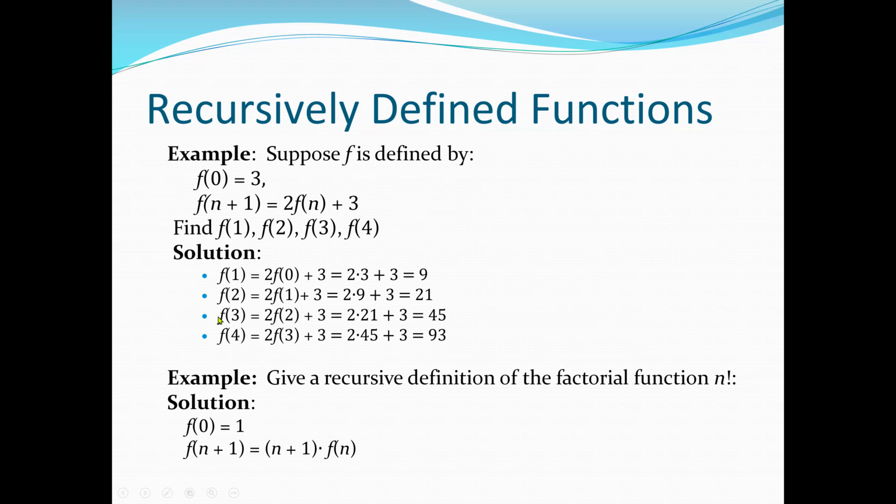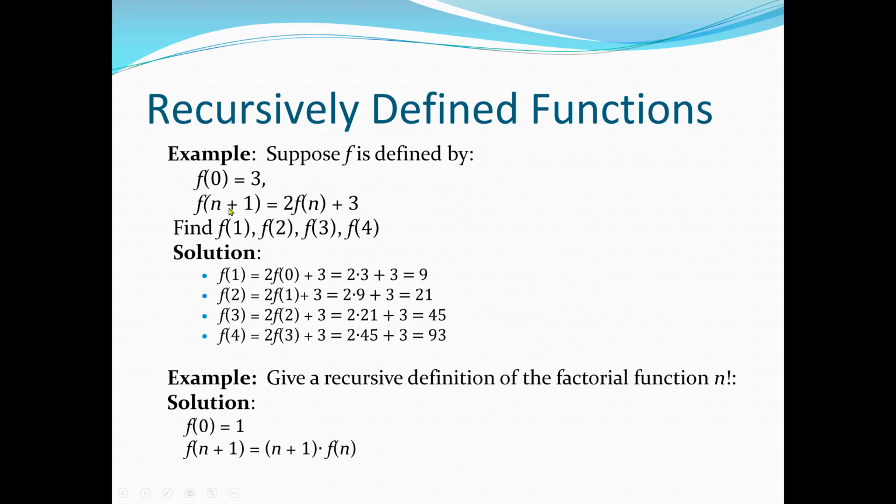Now I'm looking for f at 2. In order to look at f at 2, then it should be what? F at 1 plus 3, because we are in 2 now. Here we were in 0, we looked for f at 1. Now we are looking for f at 2. In order to look for f at 2, it will be f at 1 plus 3. But the formula is 2 f at 1 plus 3.